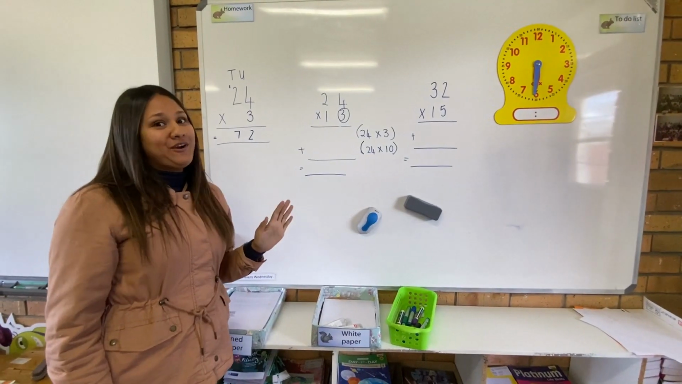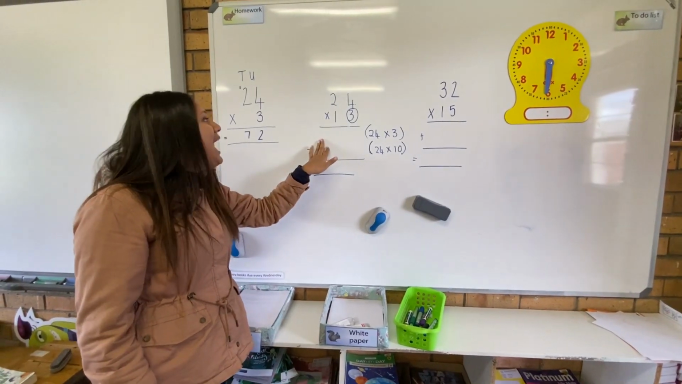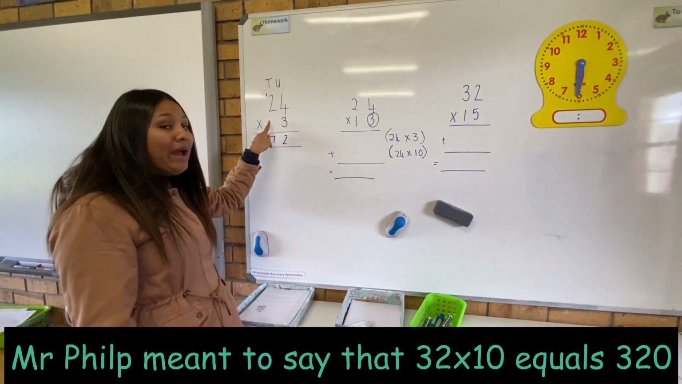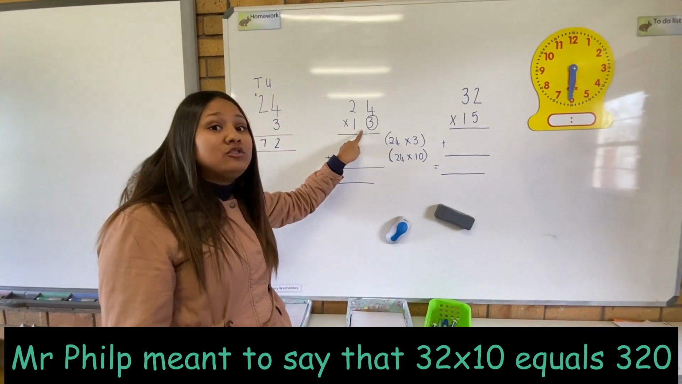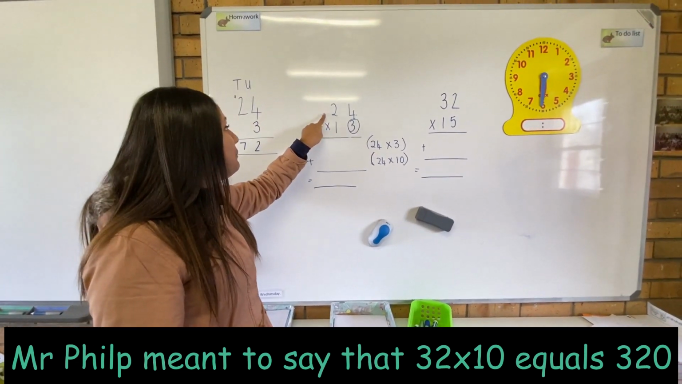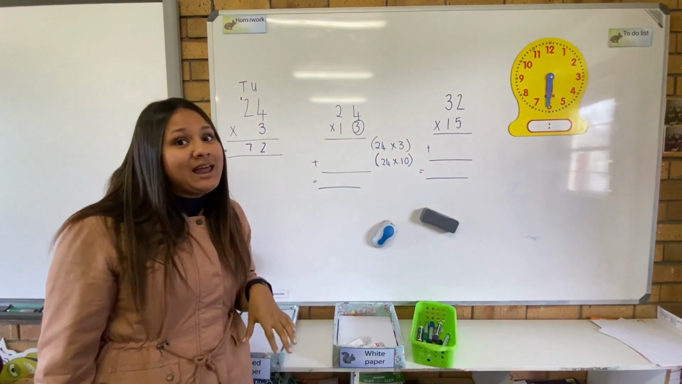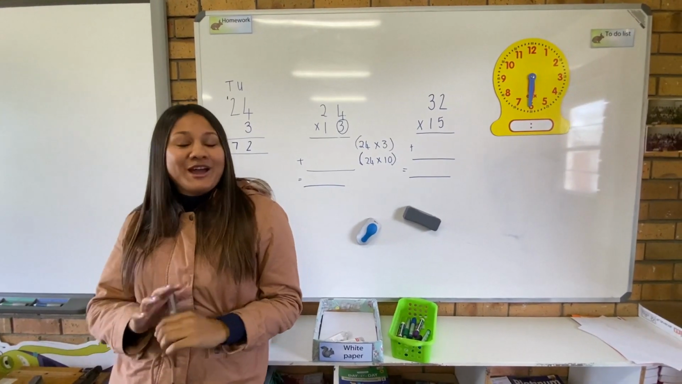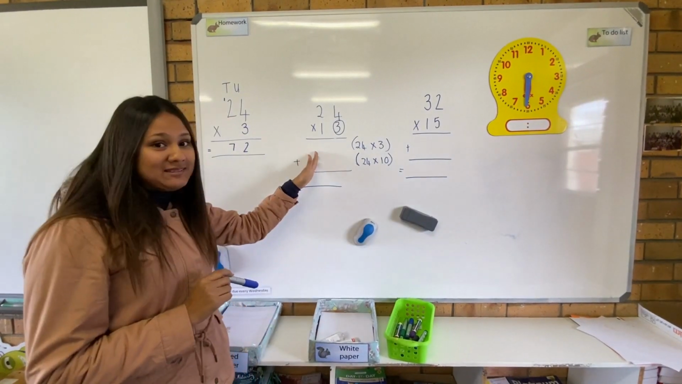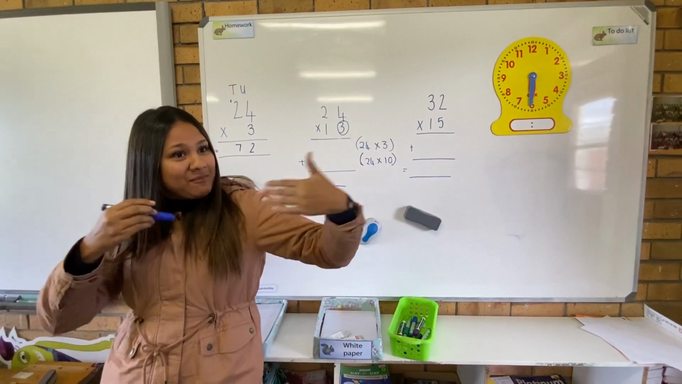Now we are going to move on to long multiplication. And we're not only timesing by one digit now, we are timesing by 2. So we are going to do the sum 24 times 13. But I brought a special guest to help you with today's sums. So let me welcome our guest.